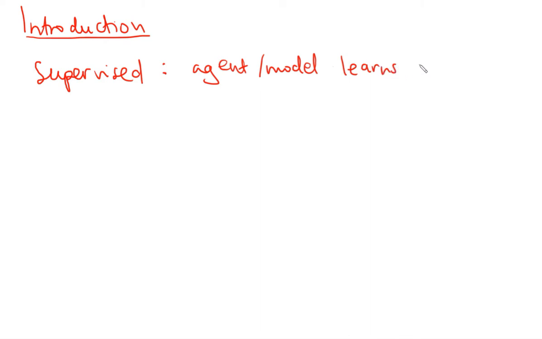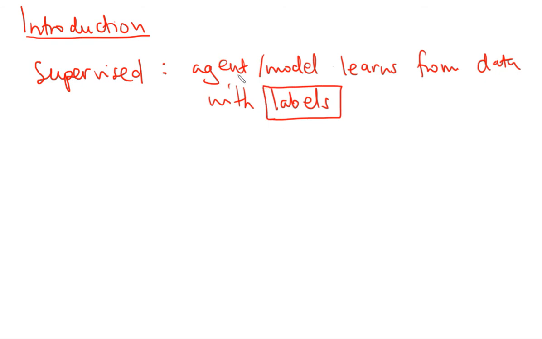So, like I said, we are going to revise. Supervised learning is where the AI agent, or the model, learns from data. But the important part is that it learns from data with labels. That is very important: the data set itself needs to have labels, and the agent or the model uses these labels to improve its performance on some task that we have given it.